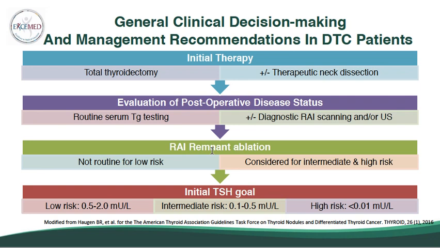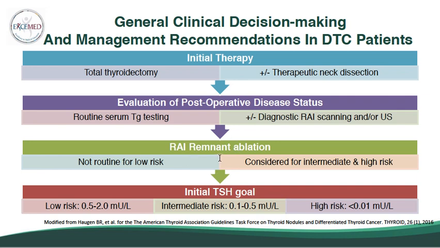So you'll be able to tell whether the disease is localized in the thyroid bed or it has spread elsewhere in the body, such as in the bones or in the lungs. If the patient is low risk, this can be optional. If the patient is intermediate, then you can consider it. If the patient is high risk, then we highly recommend remnant ablation.